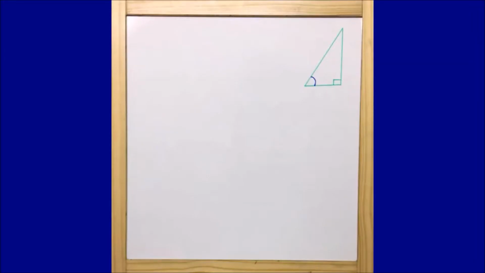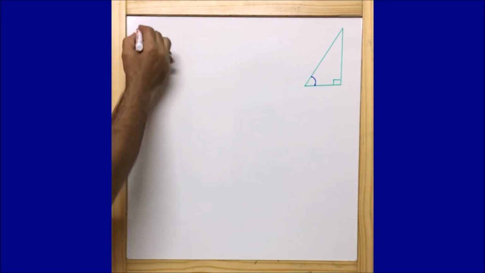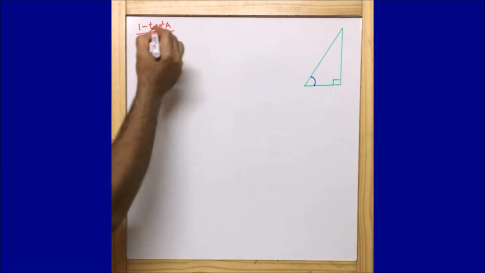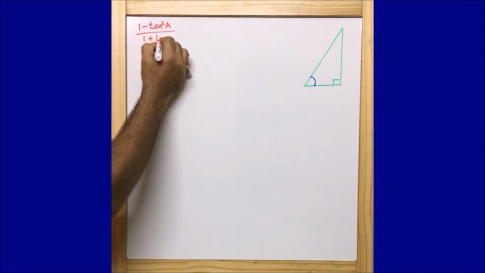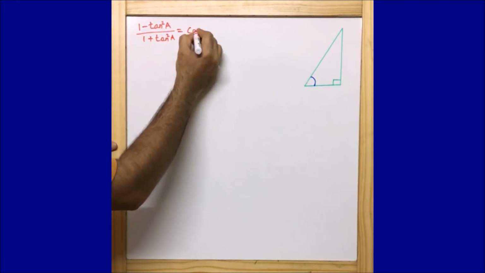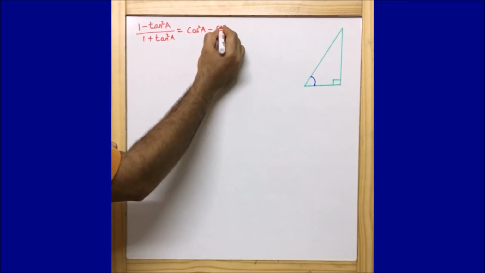Moving on to the solution. As per this question, it is given that if 3 cot A is equal to 4, check whether 1 minus tan square A upon 1 plus tan square A is equal to cos square A minus sin square A or not. So we need to check, let us note down the question that is being given. We need to see if 1 minus tan square A upon 1 plus tan square A is equal to cos square A minus sin square A. So this is what we need to check.